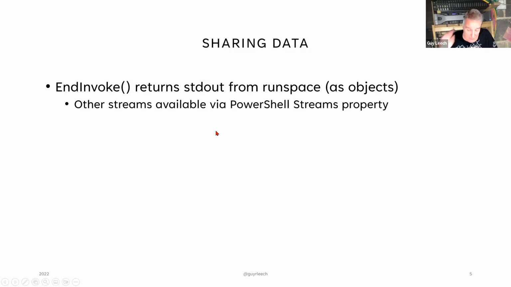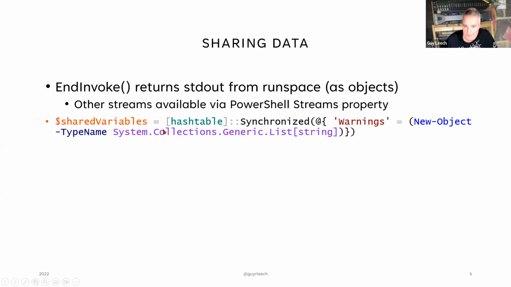And as we saw, the PowerShell streams property has the warning, the progress, the info as well, just not the output or standard output as we call it, because that's what's returned by EndInvoke itself. So this is just copied and pasted from that script.